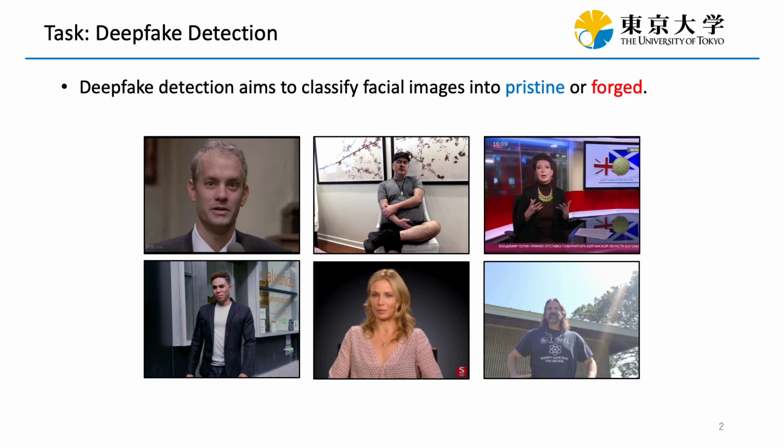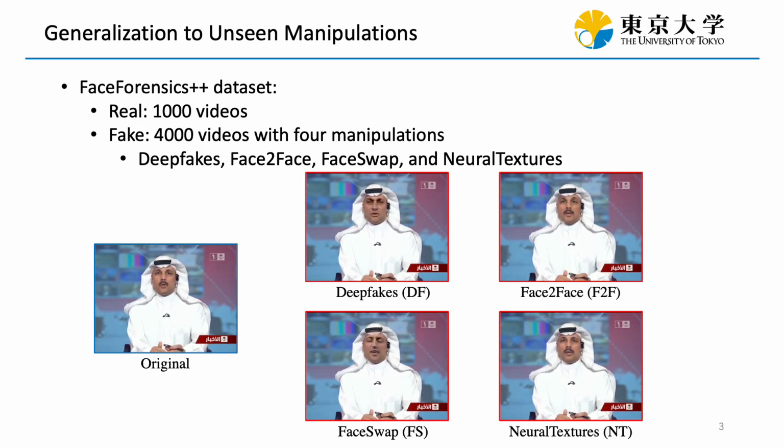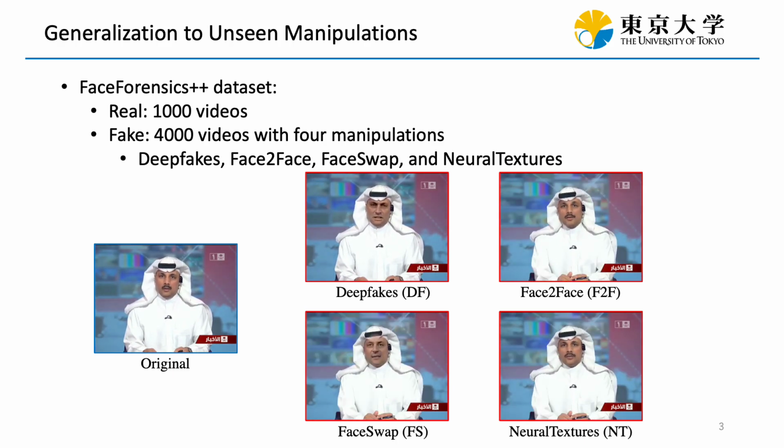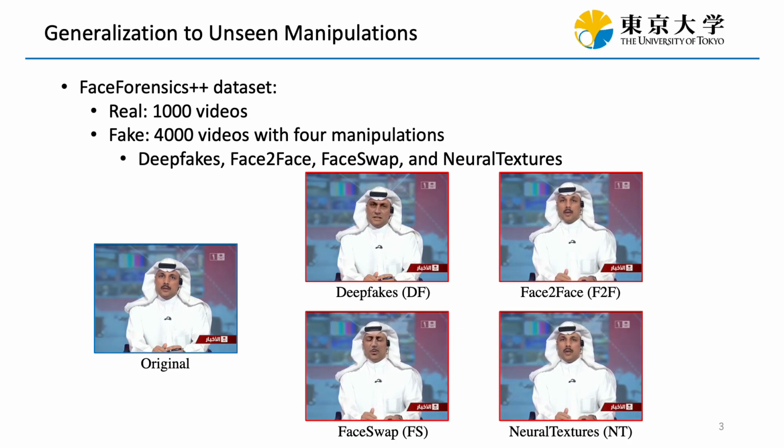Deepfake detection aims to classify facial images into pristine or forged. A face forgery detection benchmark, FaceForensics++, is widely used to evaluate model generality to unseen manipulations. As shown in the videos, deepfakes and face swap manipulate the target identity. On the other hand, face-to-face and neural textures manipulate the target expression.